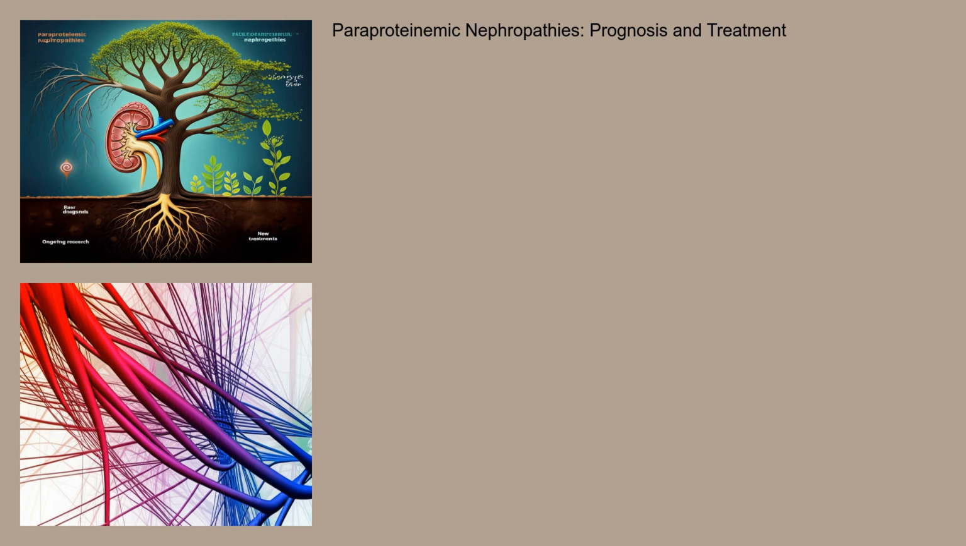Recent research has focused on developing more effective therapies that target the underlying plasma cell disorder and reduce the production of the damaging paraproteins. Novel therapeutic approaches, such as proteasome inhibitors and monoclonal antibodies, are showing promise in improving kidney function and prolonging survival. Continued research is crucial to better understand these complex diseases and develop more effective treatment strategies.